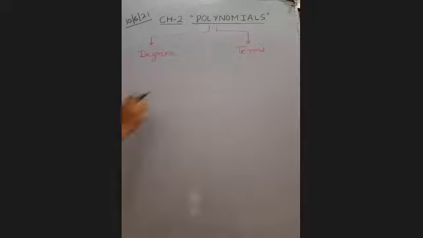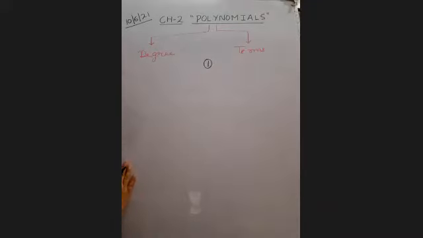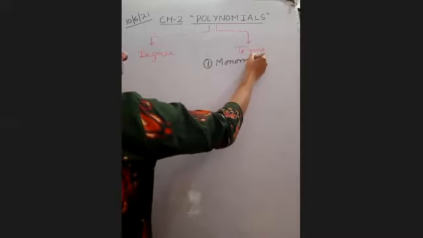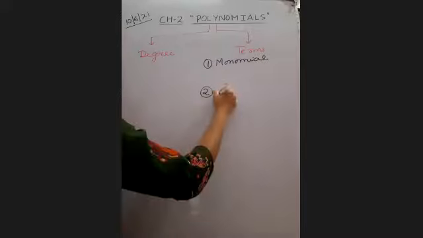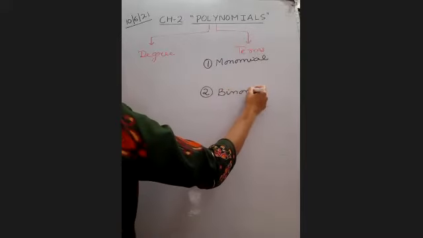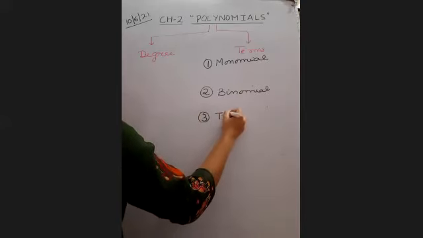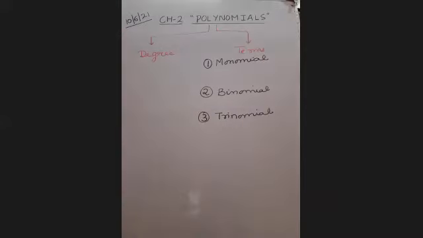On the basis of terms, if there is only one term, what is the name of such polynomial? Monomial. If there are two terms, binomial. Three terms, trinomial. And if you have more than three terms, you can simply call it a polynomial. There is no specific name for that.